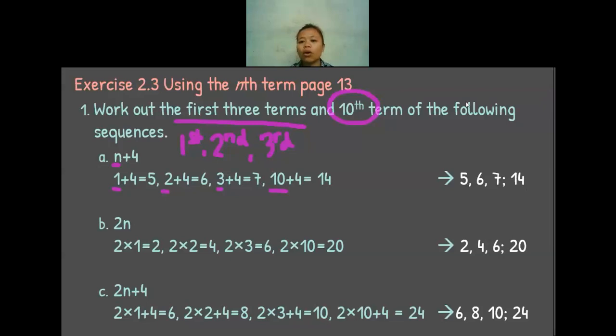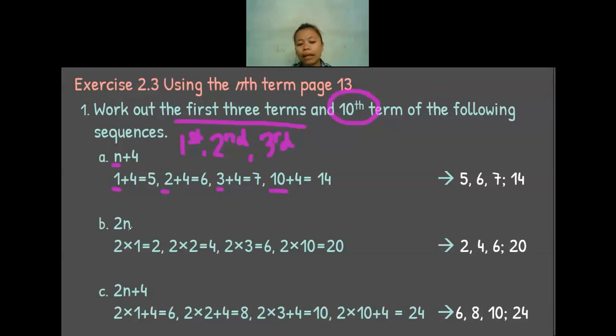Is there anyone who gets confused at question 1A in your workbook page 13? Is there anyone who gets confused? Hello? Teacher, is my voice gone or something? Okay. If no one gets confused, I will move to question 2.